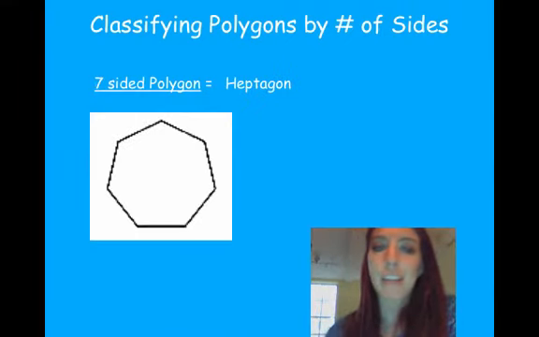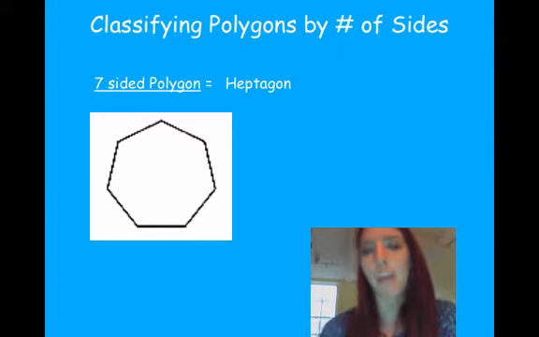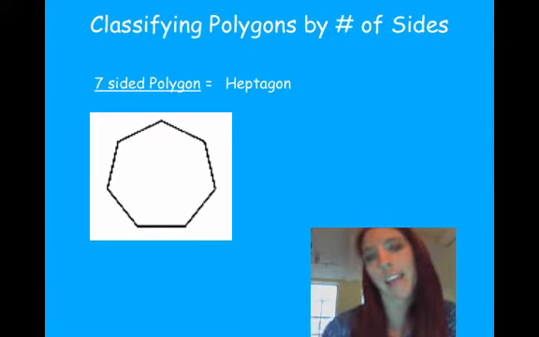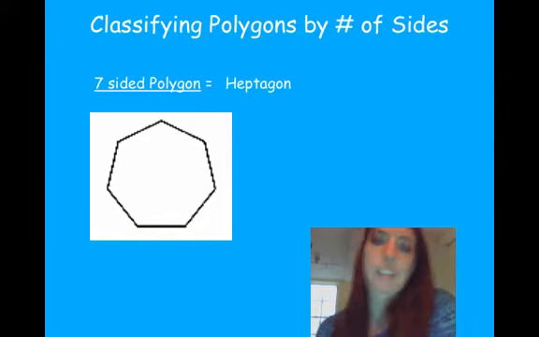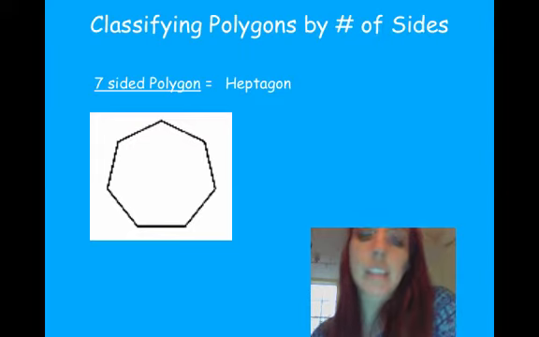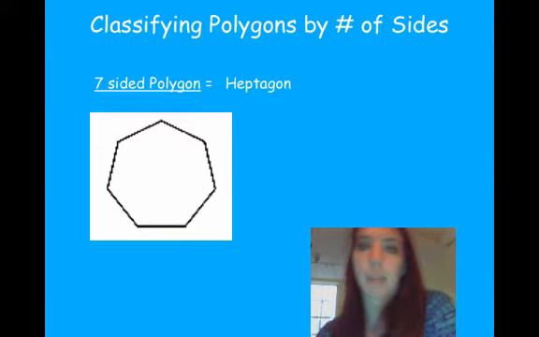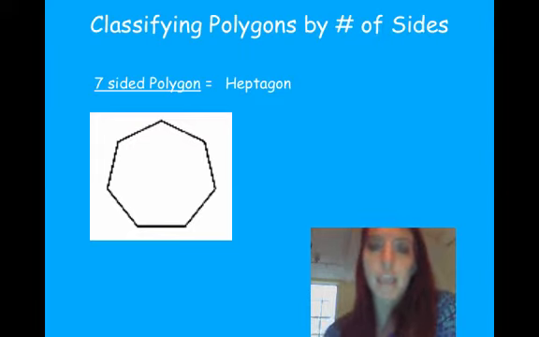Seven-sided polygon is called a heptagon. Say that out loud. Heptagon. H-E-P-T-A-G-O-N. Heptagon. Okay, it's a seven-sided polygon. It's a really uncommon polygon. You're not going to see heptagons a lot. You will see hexagons pretty often, but you won't see heptagons very much.